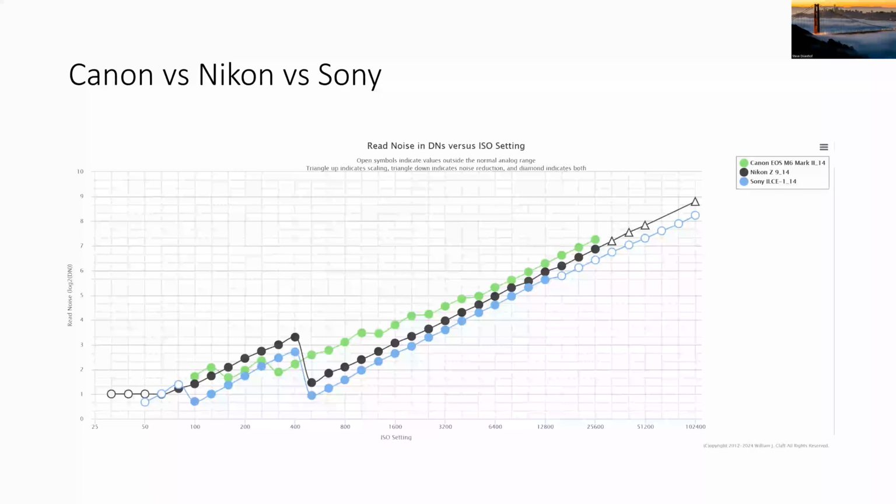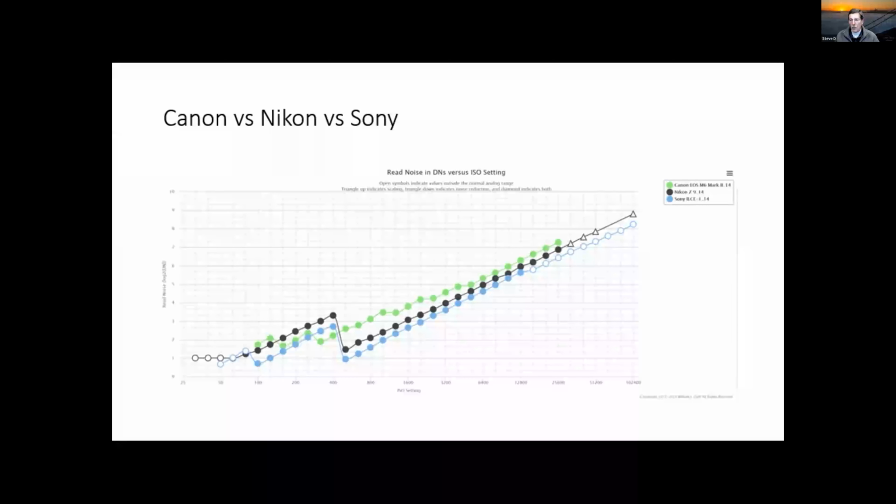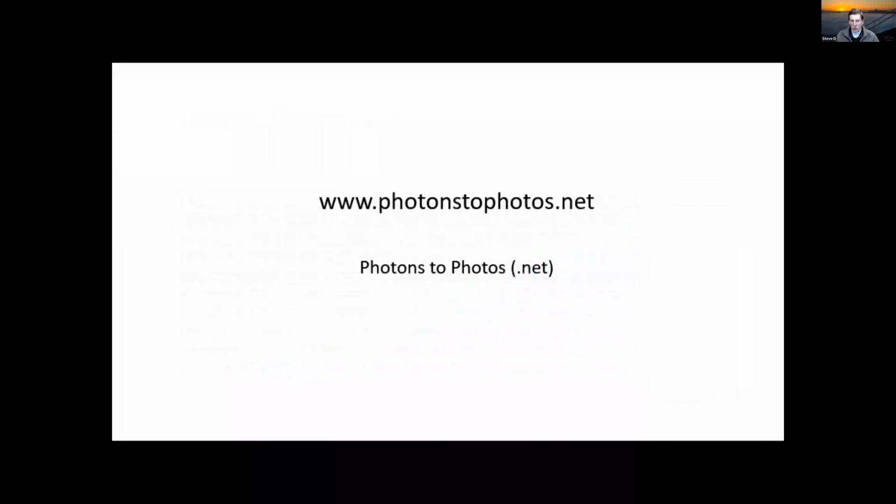And as you can see, many cameras, Canon, Nikon, Sony, all effectively have this same dual base ISO profile. And if you want to find out how your camera relates, you go to this website called photonstophotos.net, and you can look up your camera on this.